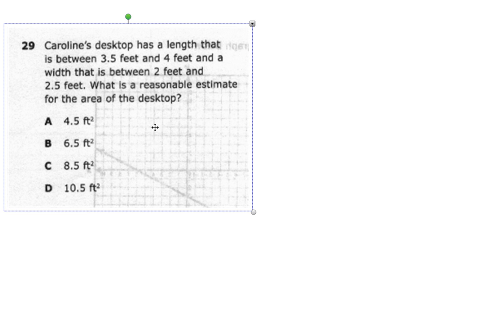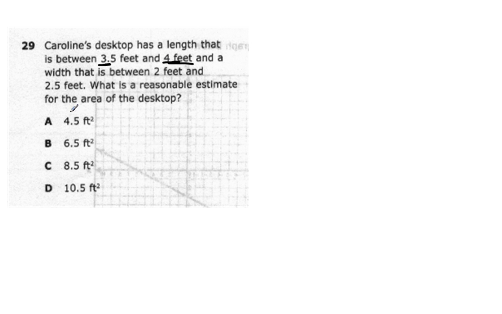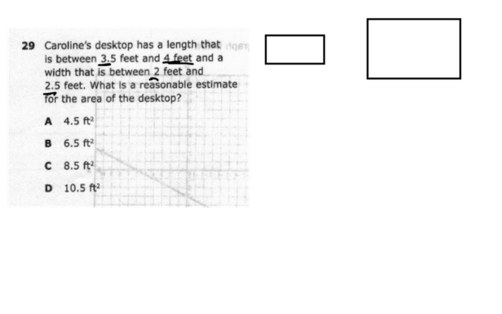Alright, Caroline's desktop has a length that's between 3.5 and 4 feet and a width that's between 2 feet and 2.5 feet. What is a reasonable estimate for the area of her desktop? Alright, the way I like to think of these problems is since we have lengths that are somewhere between these measurements. So we could estimate and pick a number between them, or we can do it the safe way here and consider both possibilities. So let's say she has the smallest possible desk that we can make and the biggest possible desk we can make.